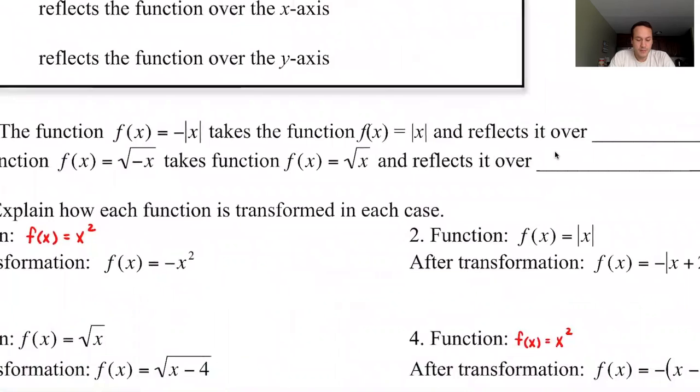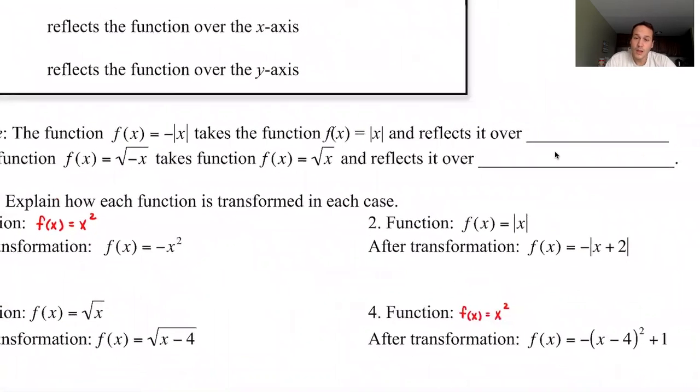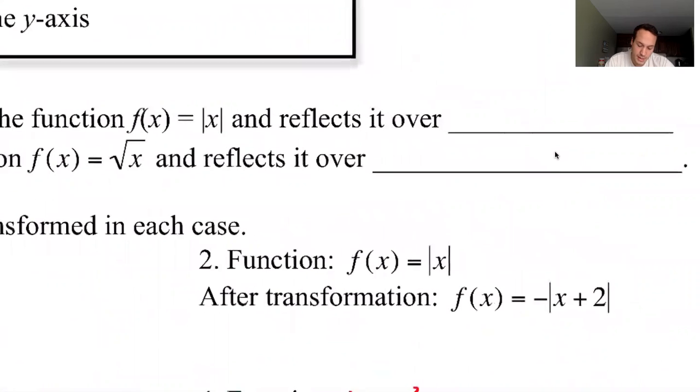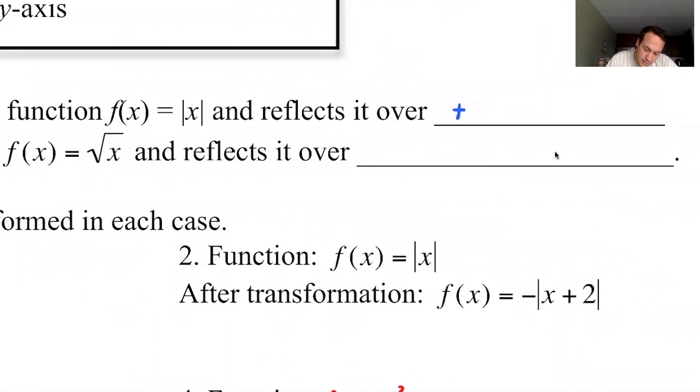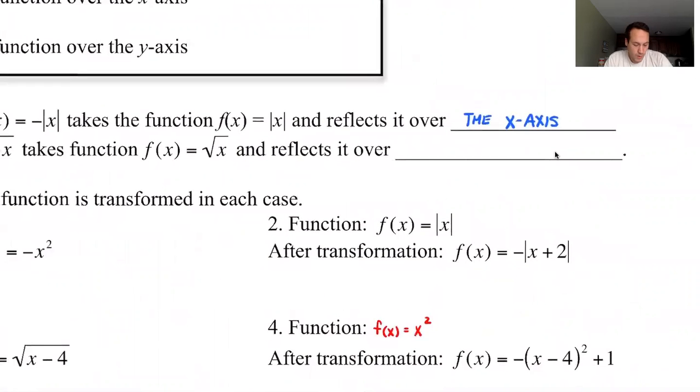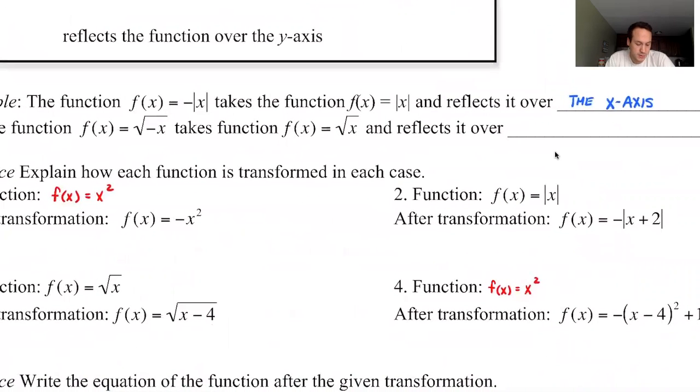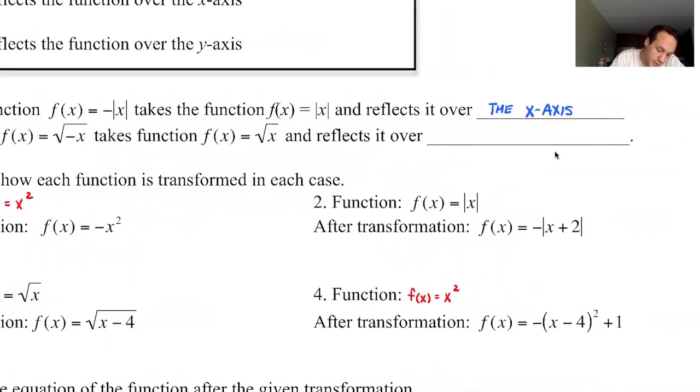So if I had f of x equals negative absolute value of x, I took the absolute value of x and I reflected that over the x-axis. There we go, okay? If I take the square root of negative x, this takes the square root function and it reflects it over the y-axis, okay?